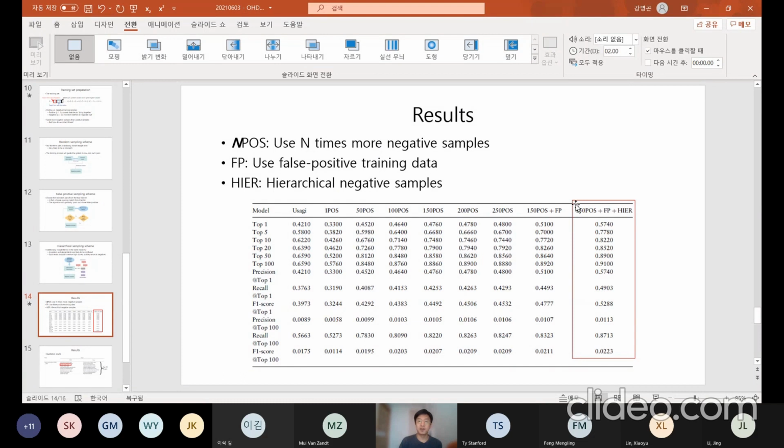In addition to that, we also incorporated the false positive negative samples. And finally, throwing in the hierarchical negative samples also resulted in some additional boost towards the end. So this final configuration consistently performed better than the other approaches. This is our final proposed approach.